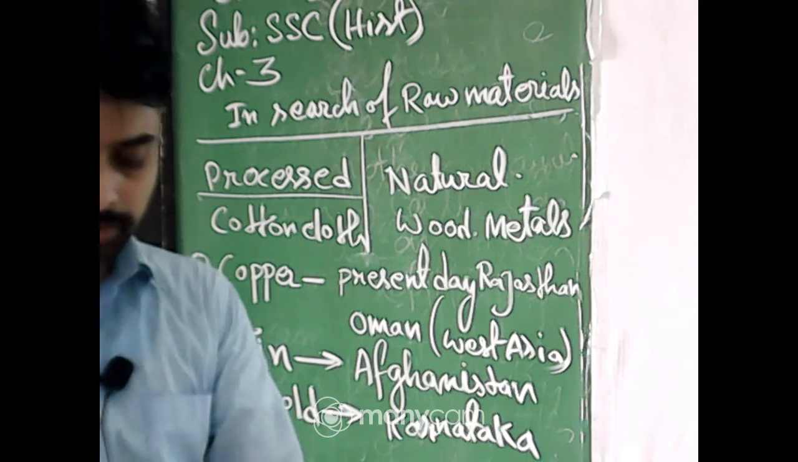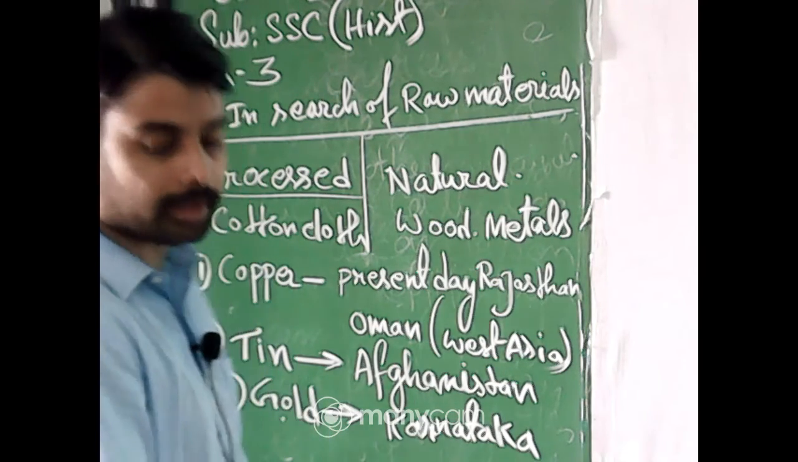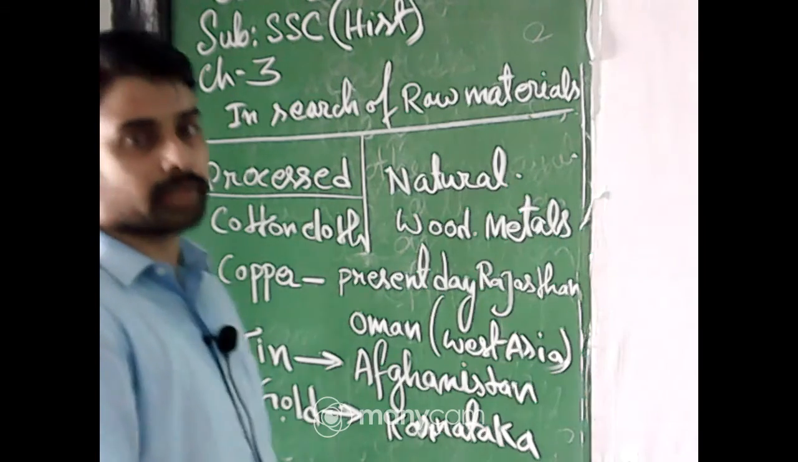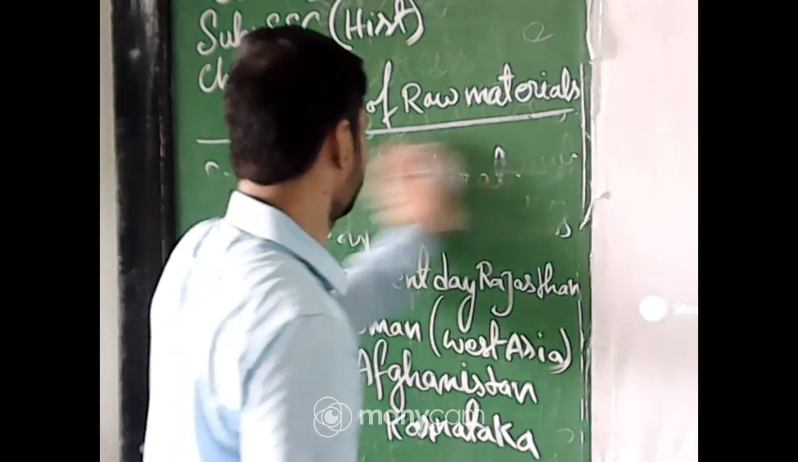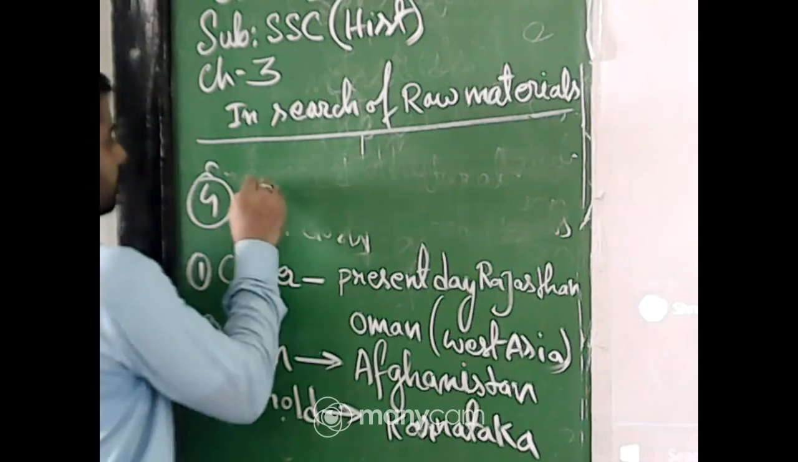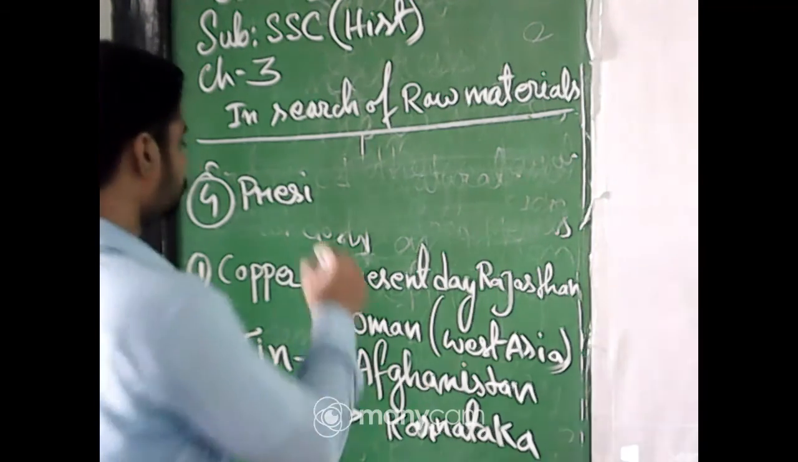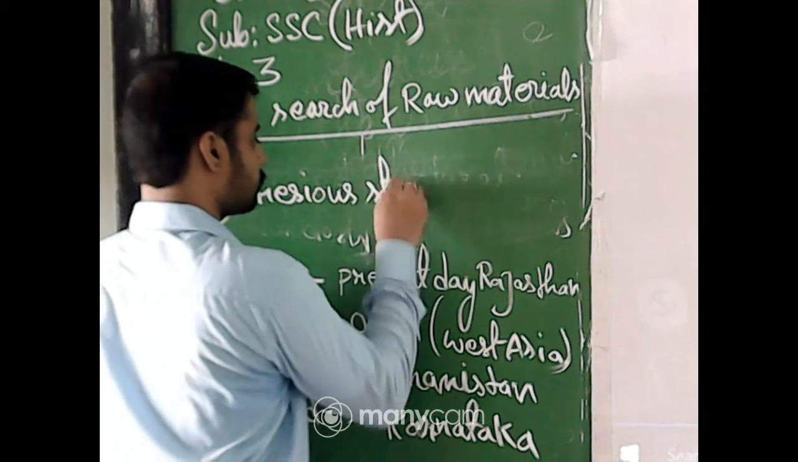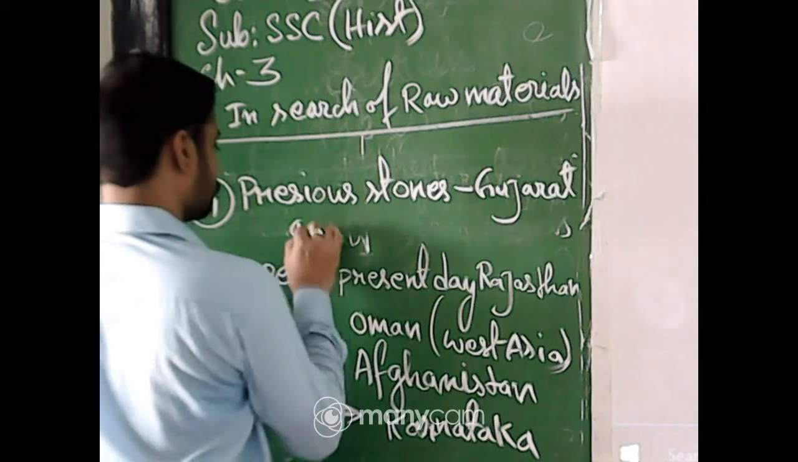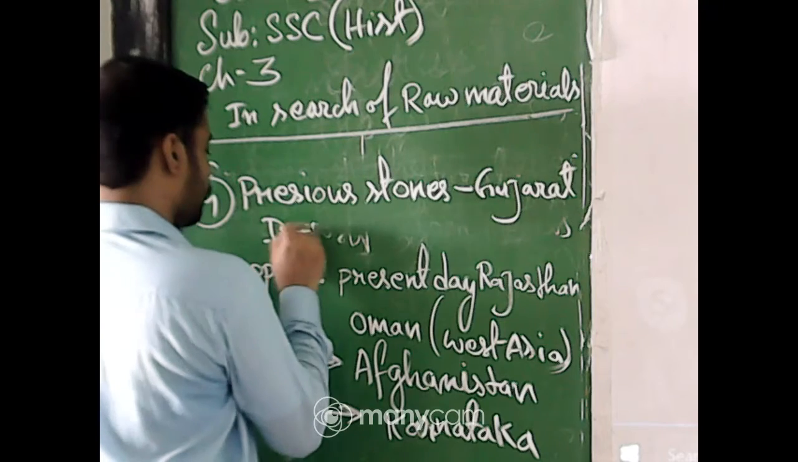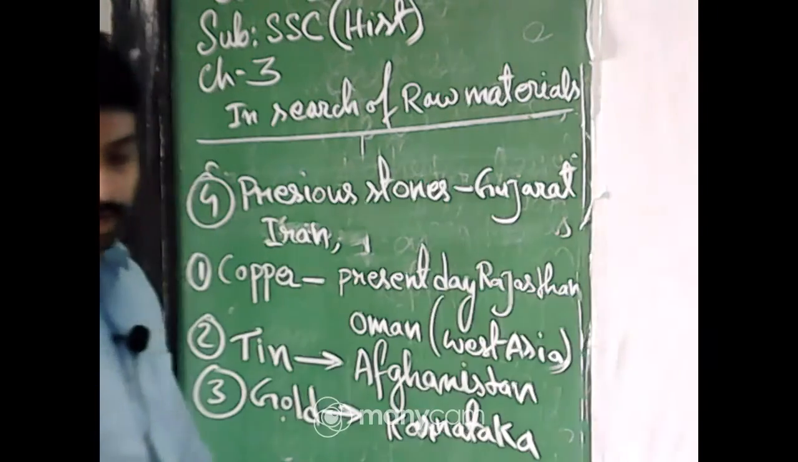And precious stones such as lapis lazuli and carnelian stones were collected from present day Afghanistan and Gujarat. I am writing here precious stones. Another place is Iran. From Iran also they collected these precious stones. So Gujarat, Iran and Afghanistan.